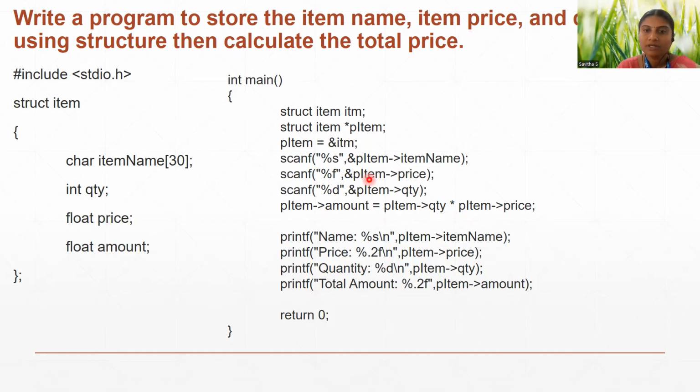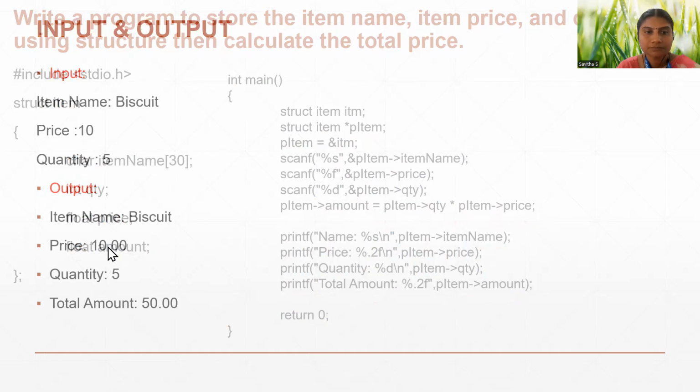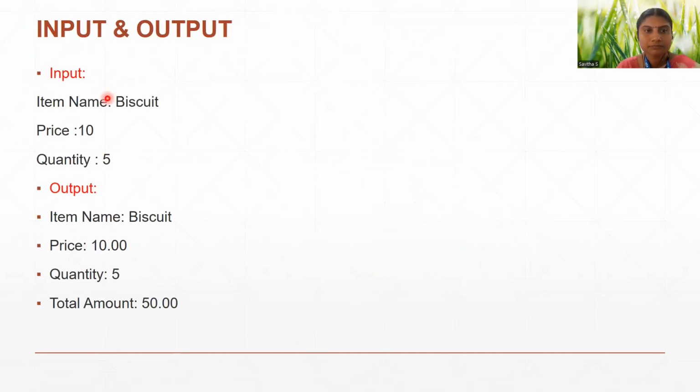We are printing back all the items as an output. Now look at the output. The same input, item name, price, quantity, and finally we have calculated the total amount with the help of the structure pointer.